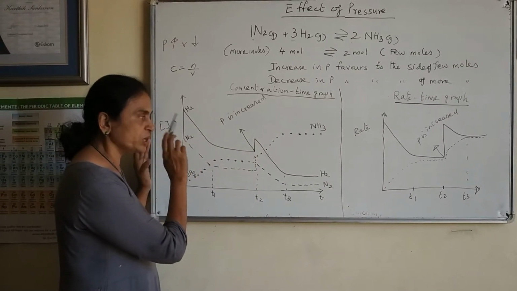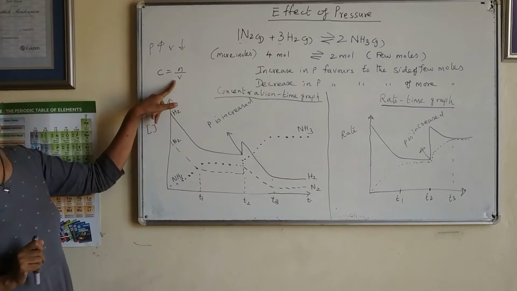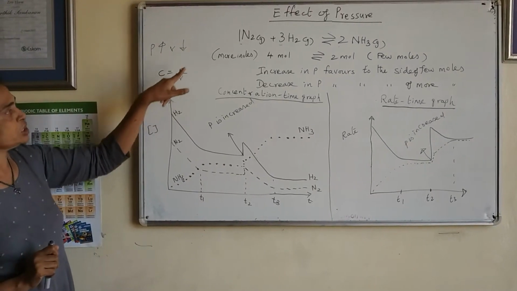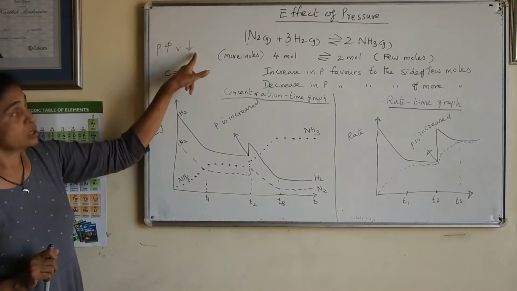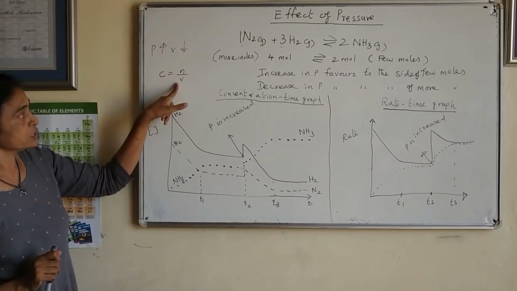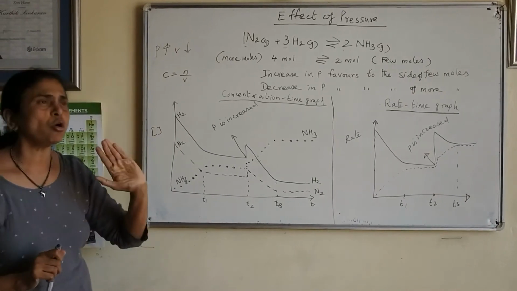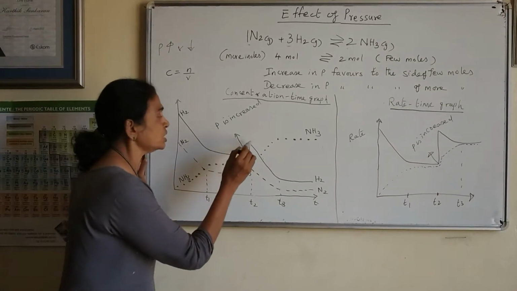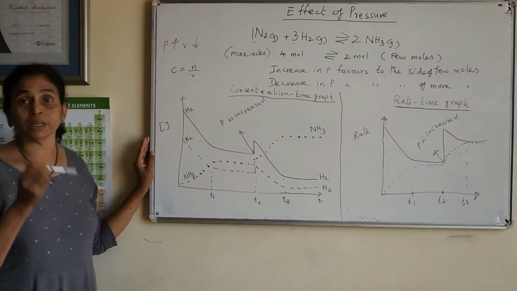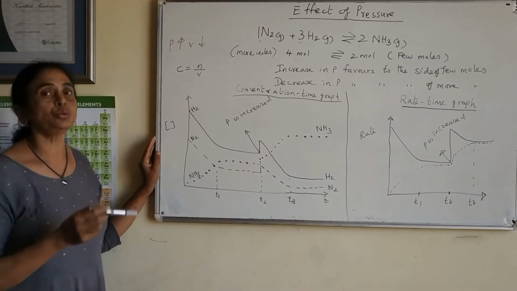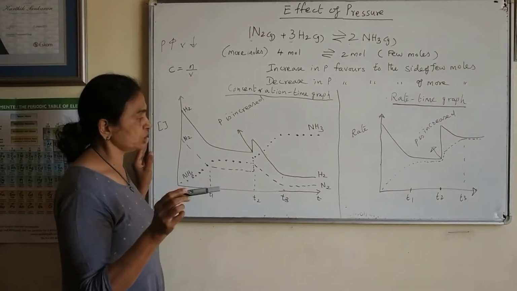How do you know pressure is increased from this graph? Pressure has something to do with volume. If pressure is increased, it means volume is decreased. What do you mean by volume is decreased? Volume is decreased means concentration increases. So all the chemicals' concentration increases. If the concentration of all the chemicals increases, it is due to an increase in pressure.